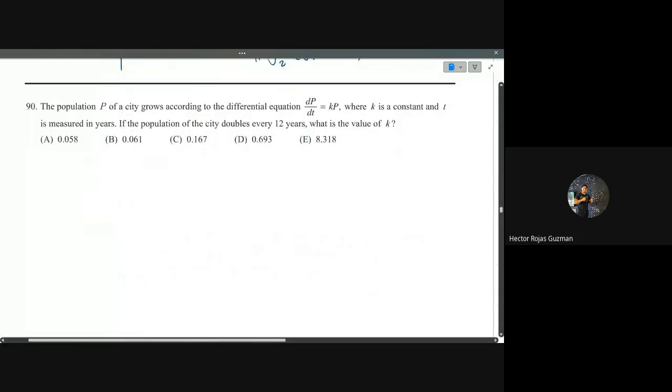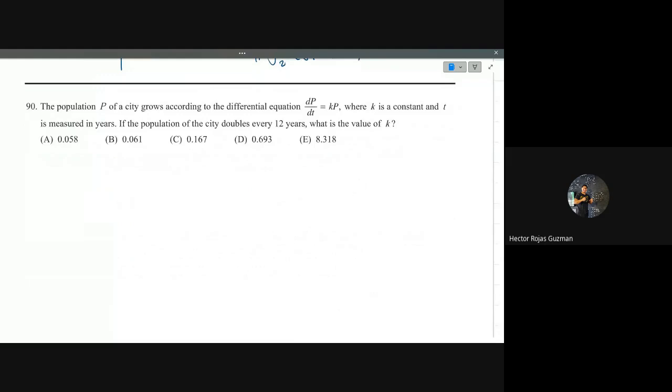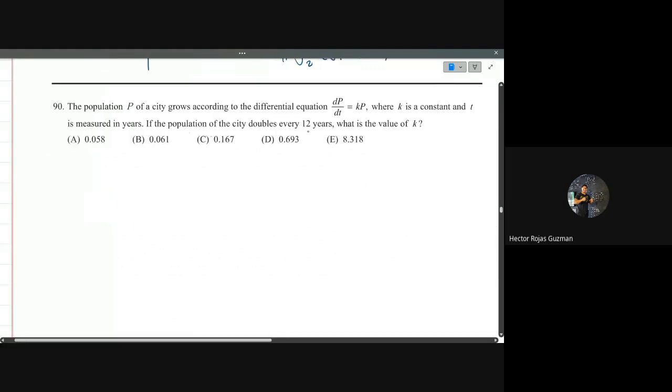The population of a city grows according to the differential equation. K is a constant. T is measured in years. If the population doubles every 12 years, what is the value of K?